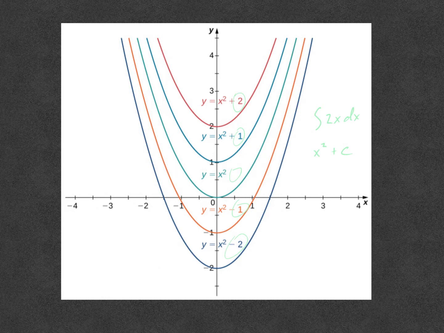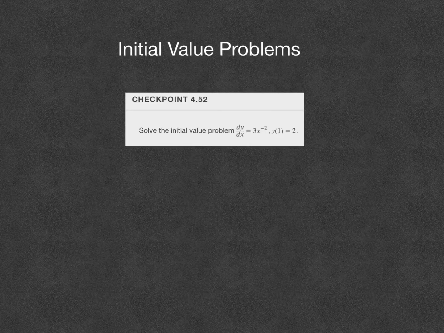But the last part of the section tells us that with just a scotch more information, we can figure out what the actual c is. That one additional piece of information is called an initial value or an initial condition. The way that this works is we are given a function, 3x to the negative 2 in this case, and an initial condition. The derivative is 3x to the negative 2, but we also have an initial value on our function, y of 1 is equal to 2. So I have information about the derivative and information about the original function.